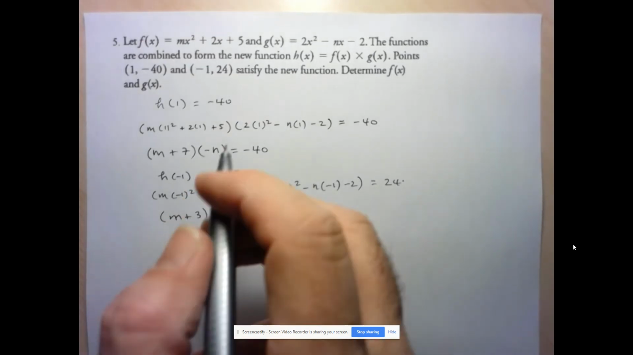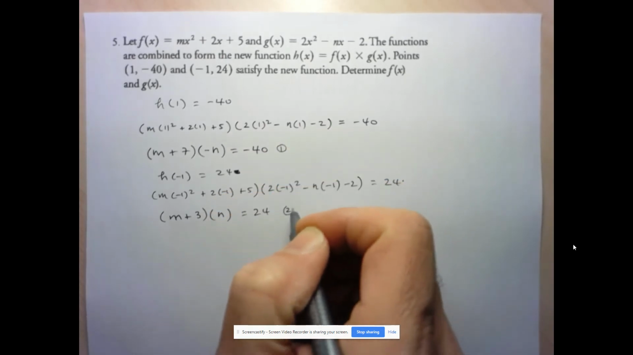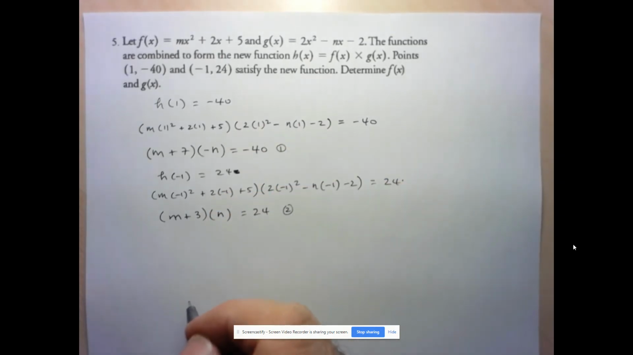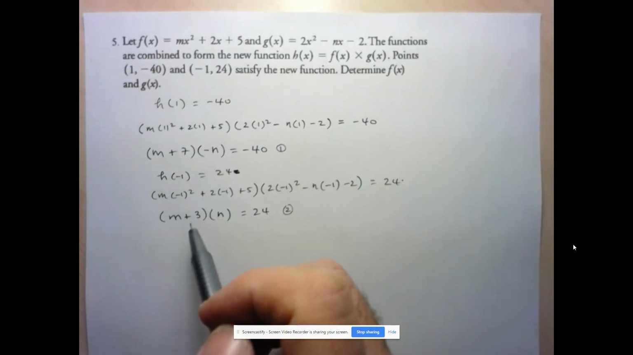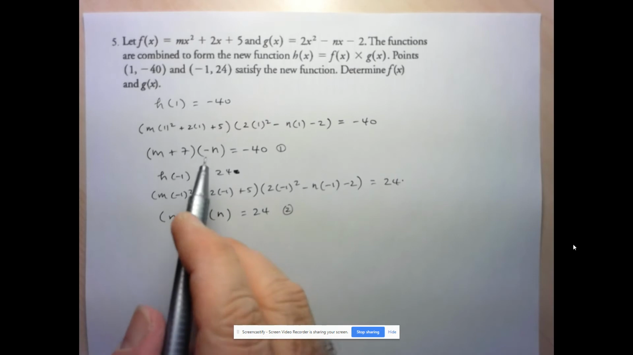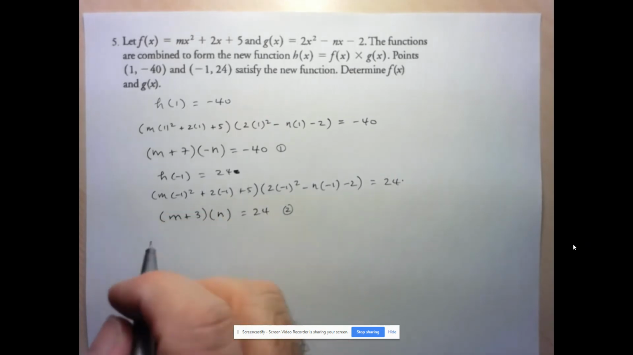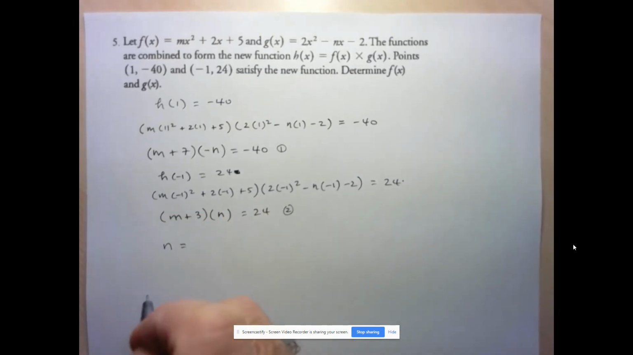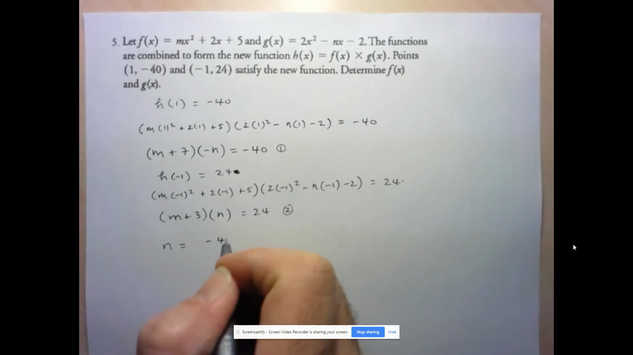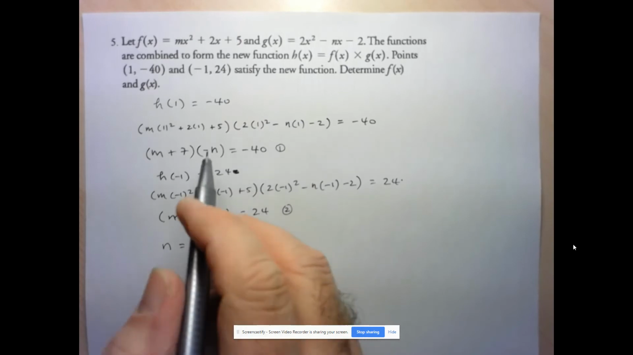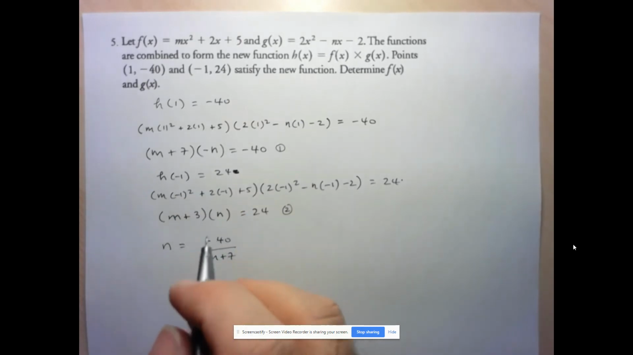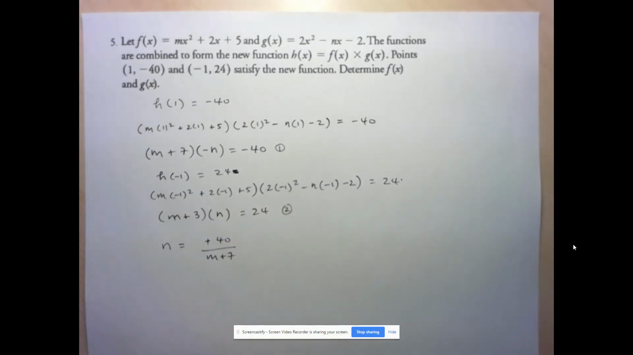So I'm going to isolate n in equation 1, and I'm going to do it in equation 2, and then I'm going to equate them. Because it's the same n in both of these equations that I've gotten here. So let's start with number 1 here. If I isolate n, I've got my negative 40 divided by m plus 7. And then, of course, I'm going to divide both sides by negative 1, so that'll just make that positive.